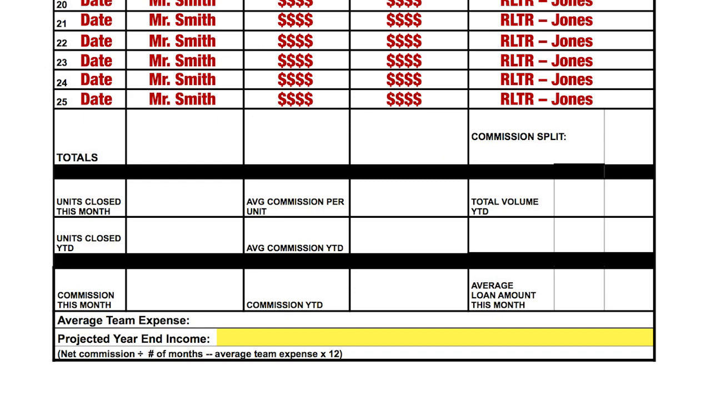And the formula to figure that out is taking your net commission year-to-date divided by the number of months. So if this is September, it's actually going to be 10 months because remember, December is included. And then subtract your average team expense and multiply that by 12. That'll give you a pretty good idea of what your projected year-end income is.